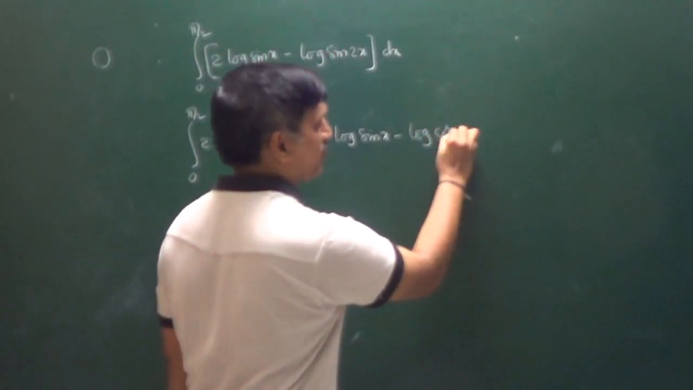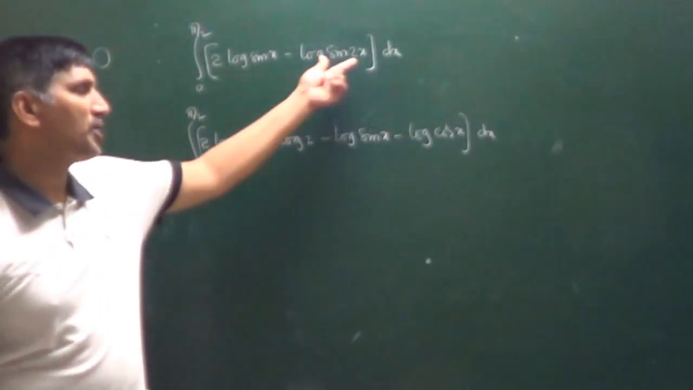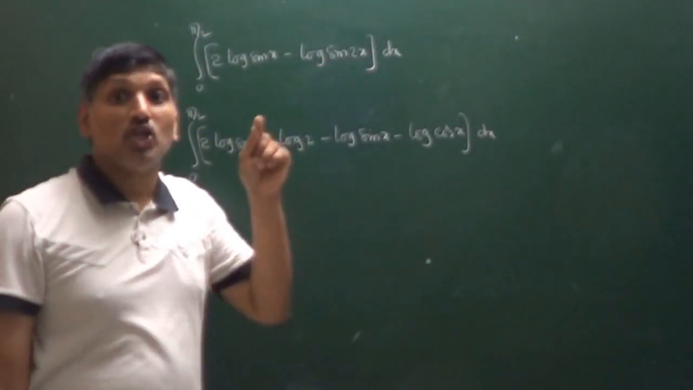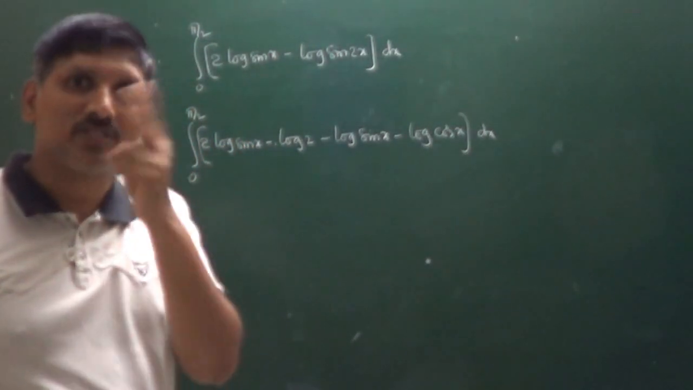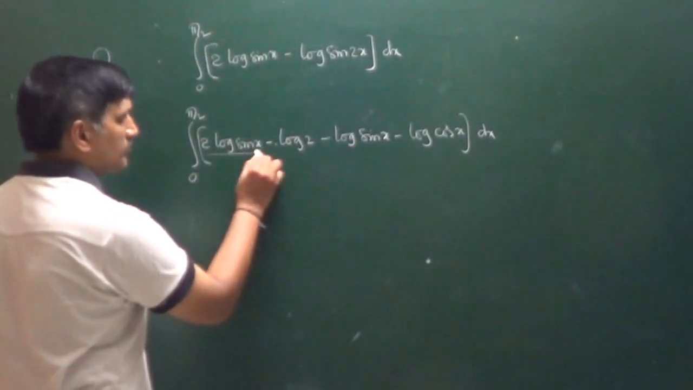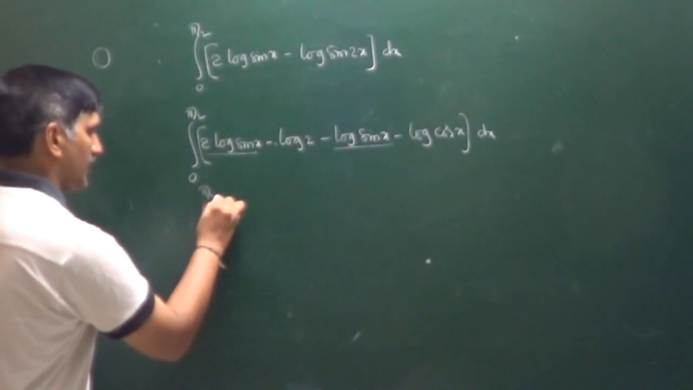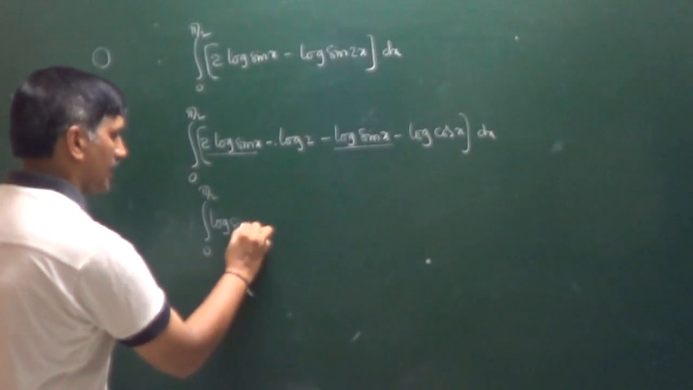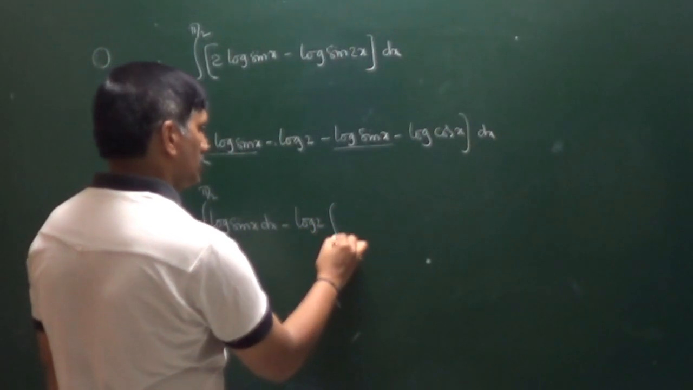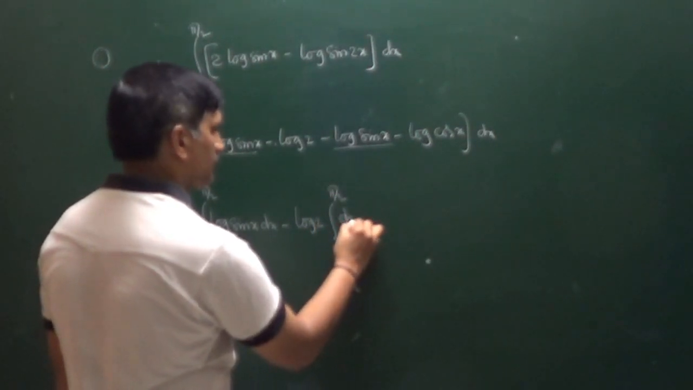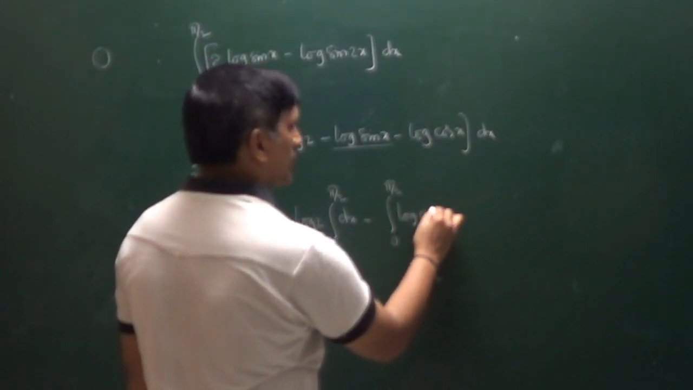I hope everyone followed this step. Followed or not? Sin 2x can be written as 2 sin x cos x. Log abc can be written as log a plus log b plus log c. That's why. Now here 2 times log sin x minus log sin x. That's why you will get integral 0 to pi by 2 logarithm of sin x dx minus log 2 into integral 0 to pi by 2 dx minus integral 0 to pi by 2 logarithm of cos x dx.